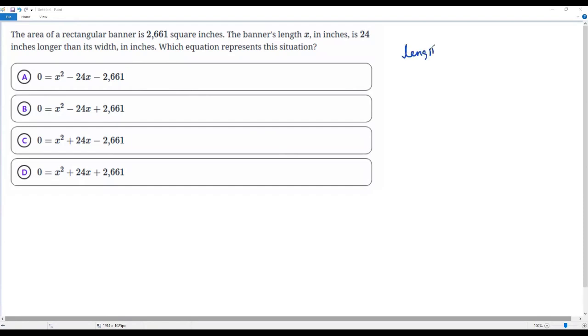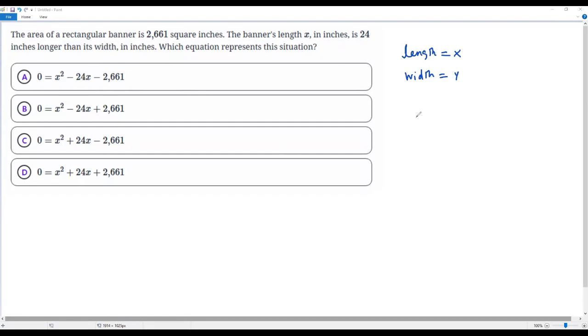Okay, let me write the length. According to the given information, x represents the length of the banner. And let me write width. Let's assume y represents the width of the banner. Okay, now we can consider the information we have over here. That is, the banner's length x in inches is 24 inches longer than its width.